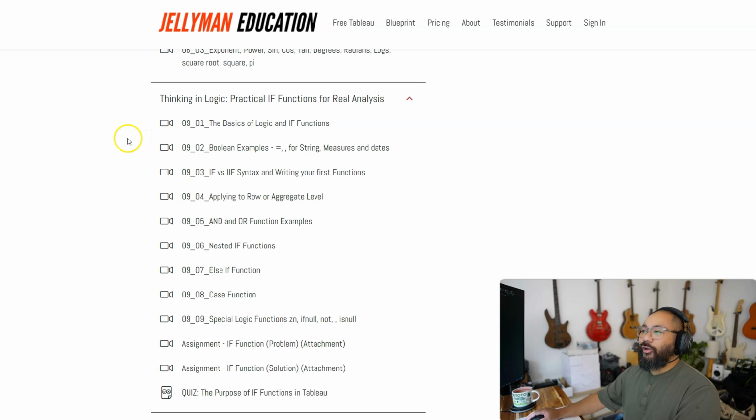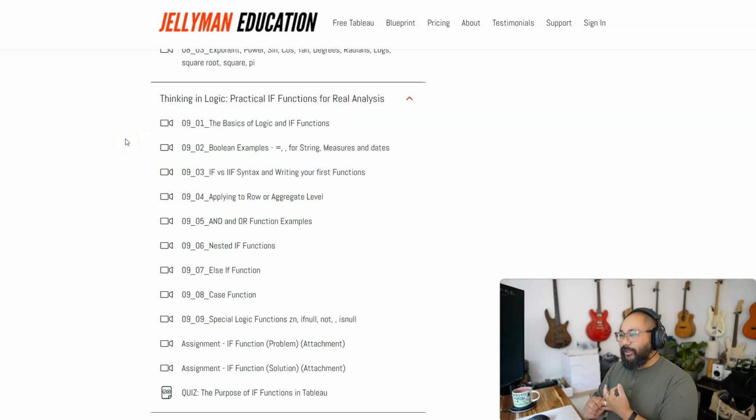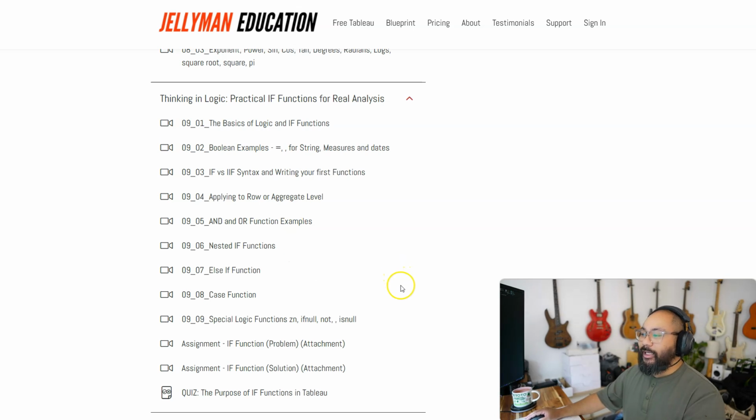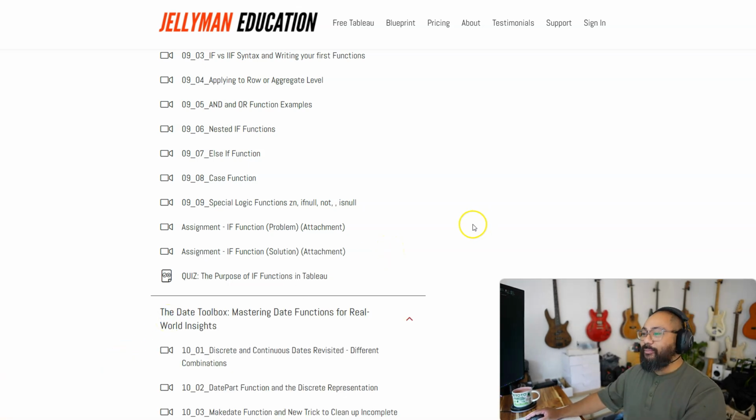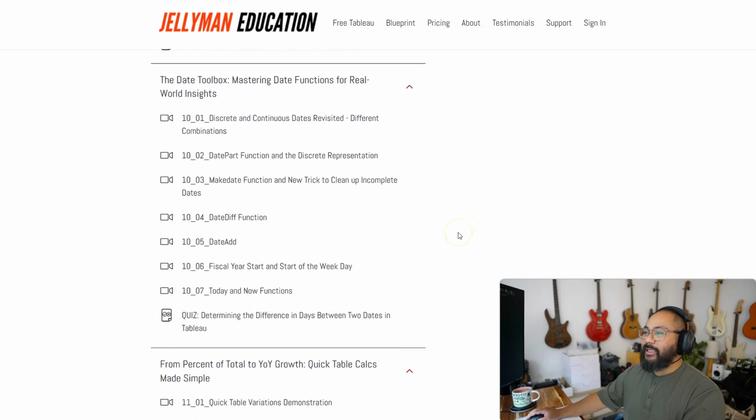Then we get into logic functions. So this is all about learning the IF function, the CASE function, nested functions, Boolean functions, AND/OR functions, all of that using various combinations you're going to learn. Once again, there are going to be assignments throughout so you can test your knowledge. There's going to be solution walkthroughs. There are quizzes throughout. There are going to be ebooks from time to time you'll be able to download.